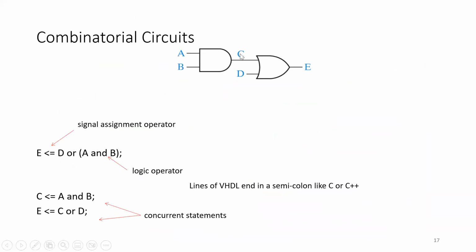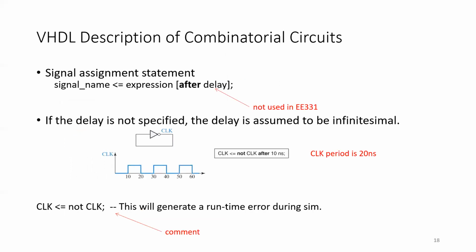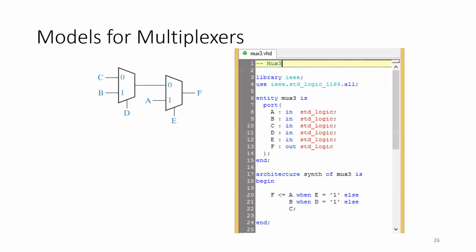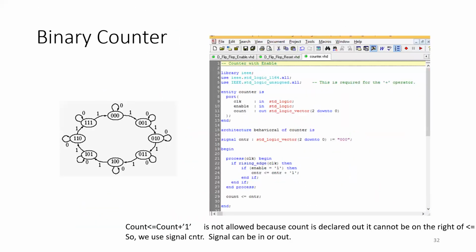What about this C? Is it input or output? This is a signal. Yes, C is working as the output of the AND and input to the OR. So C is input and output. I cannot put it on the entity. I have to put it somewhere else. Put it where? As a signal.